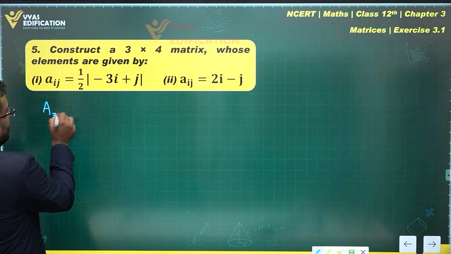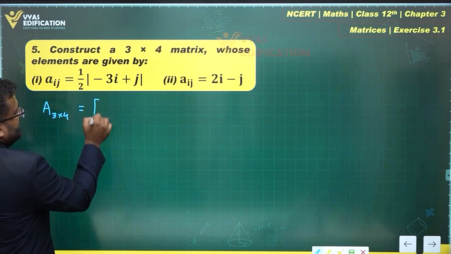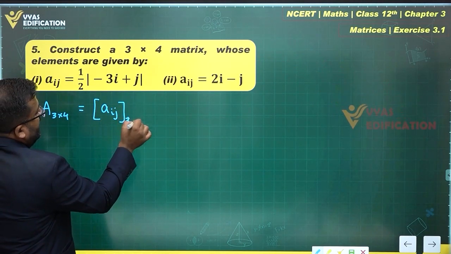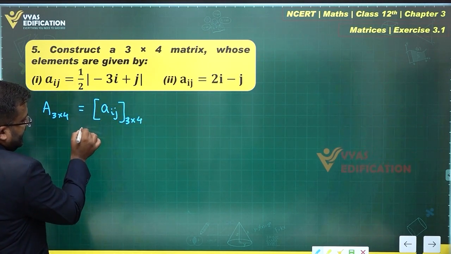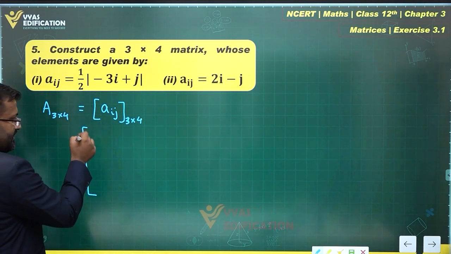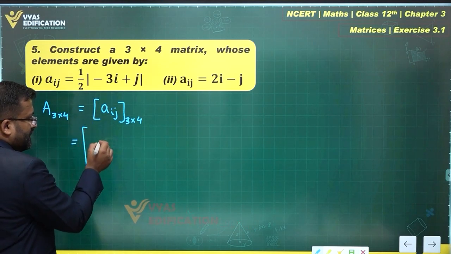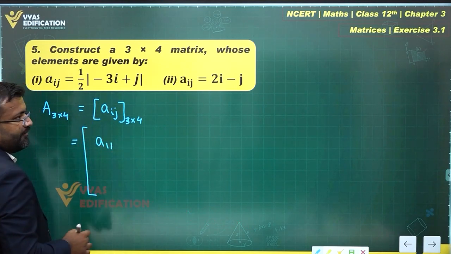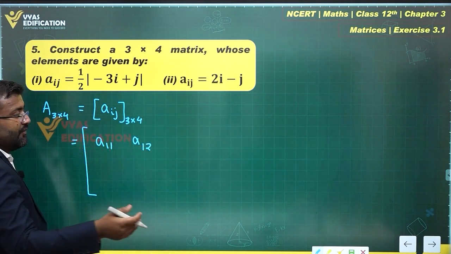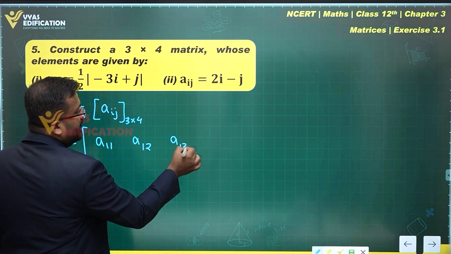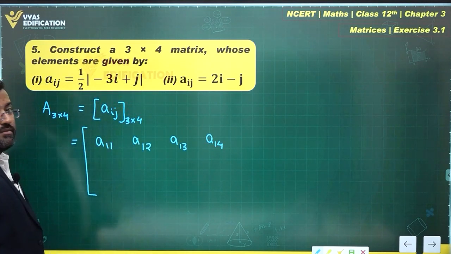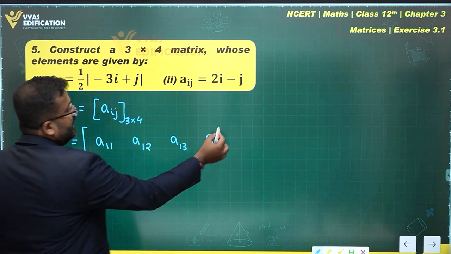A 3 by 4 matrix can be written as Aij, 3 by 4, which will look like this. 3 rows and 4 columns. The first element present in the first row and first column would be A11. Then you have first row, second column. Then first row, third column. Then first row and fourth column. There are total 4 columns, right? That's what you get.